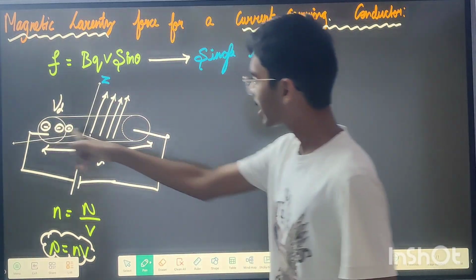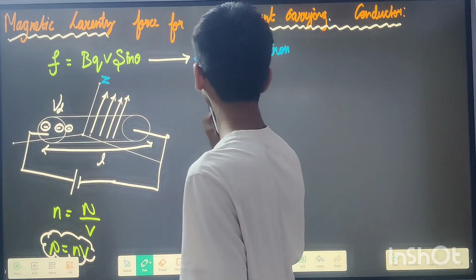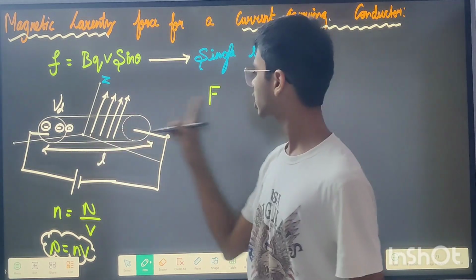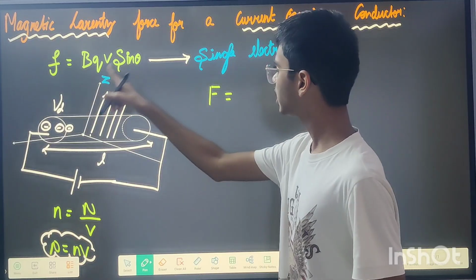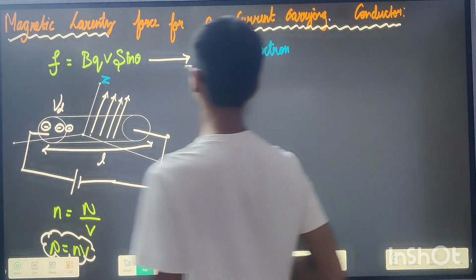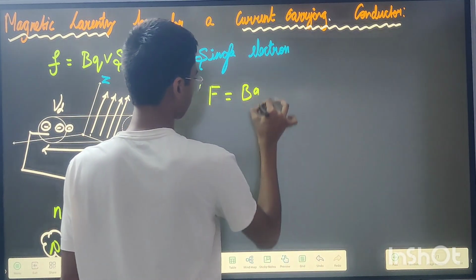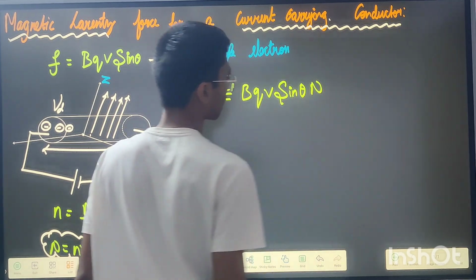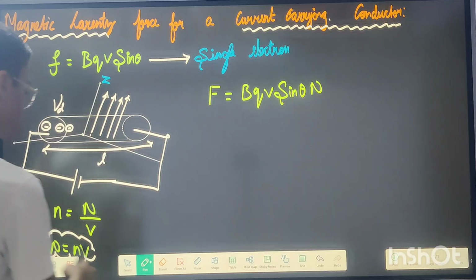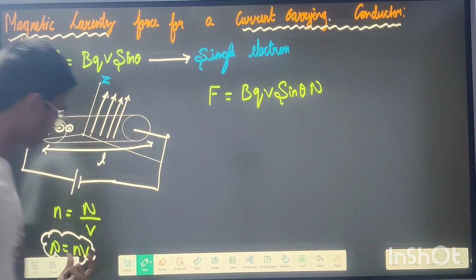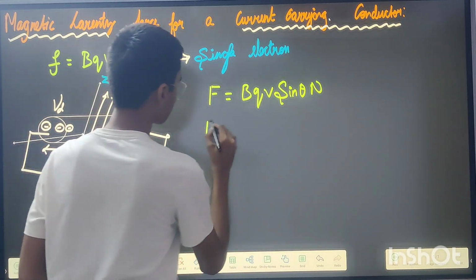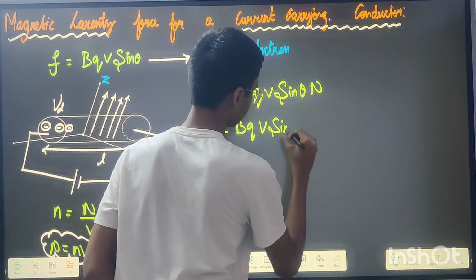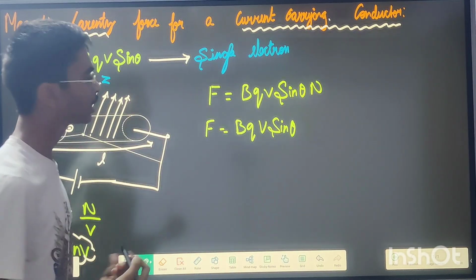So for every electron, let it be capital F. The total magnetic Lorentz force for this conductor is going to be capital F, equal to BQV sin theta into capital N. What is capital N? Capital N is this one, right? So you are going to put this value over there. So force is equal to BQV sin theta into N, which is n into V.